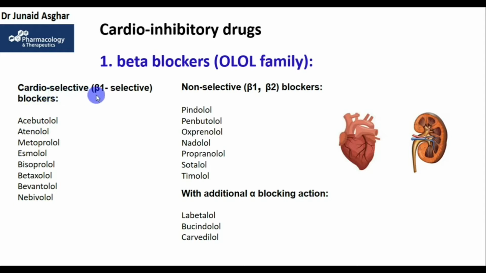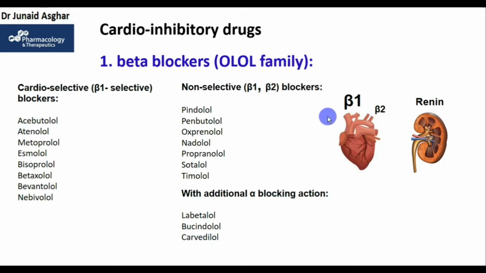So the cardioselective or beta-1 selective drugs include acebutolol, atenolol, metoprolol, esmolol, bisoprolol, betaxolol, bevantolol, and nebivolol. Whereas non-selective drugs include pindolol, penbutolol, oxprenolol, nadolol, propranolol, sotalol, and timolol. And those drugs which possess additional alpha blocking action include labetalol, bucindolol, and carvedilol.